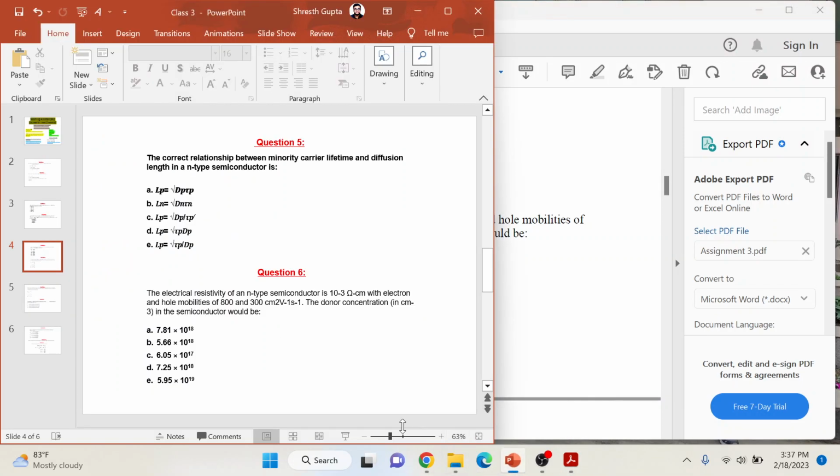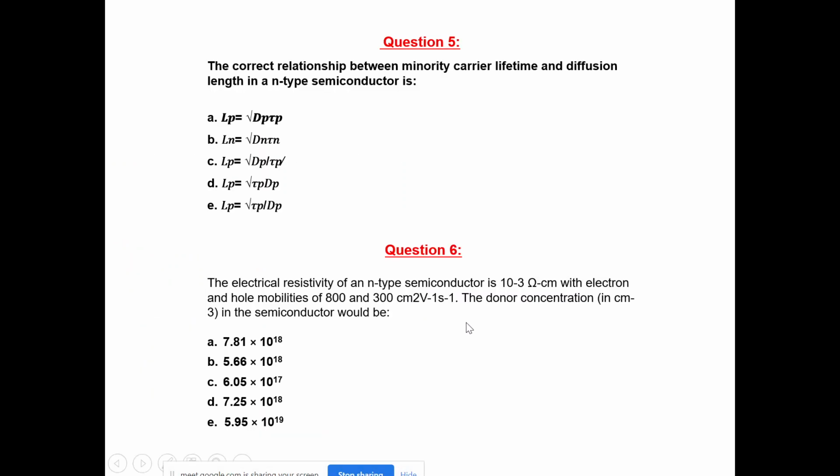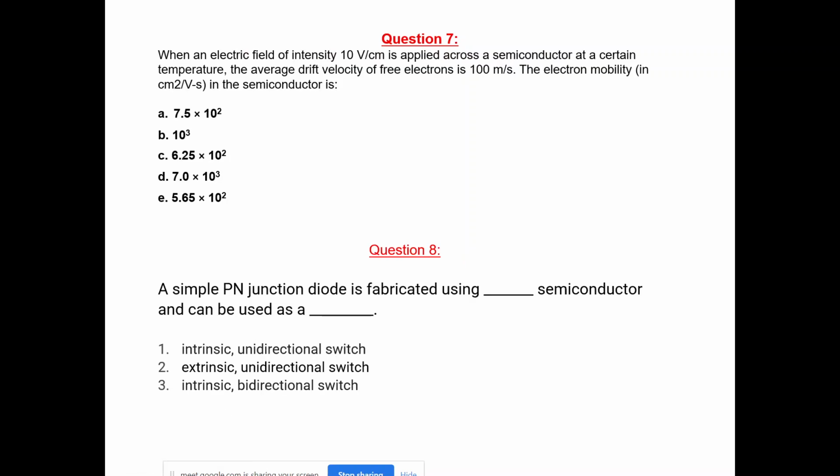Okay, I'll share this all. It's a formula based question for a calculation of donor concentration in a n type semiconductor, where we have taken use of electron mobility along with the resistivity and put the values in the formula. As simple as that. So the correct answer was A. Okay, let's move to the next question.